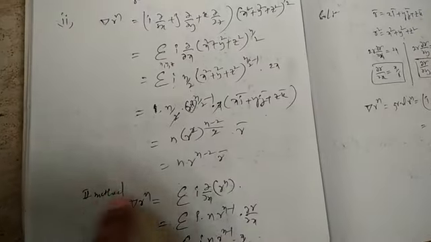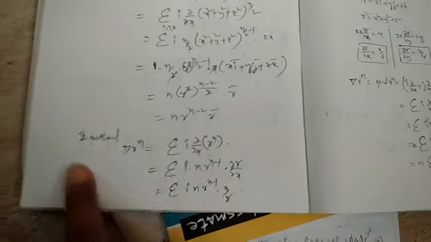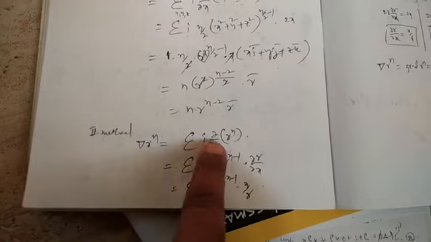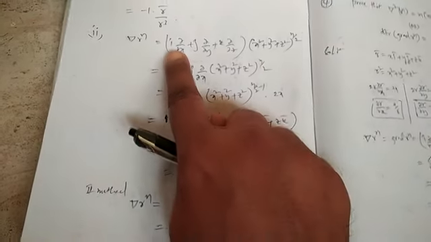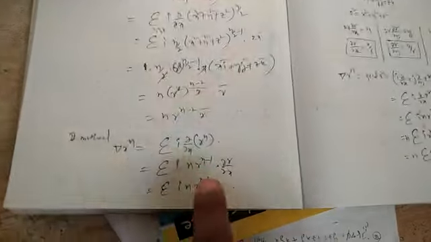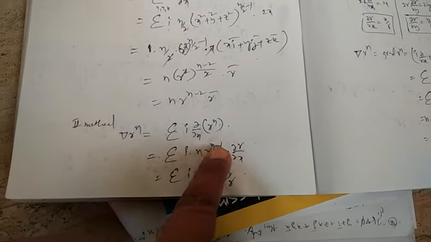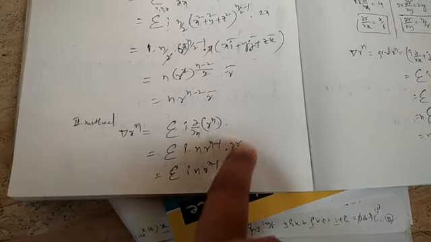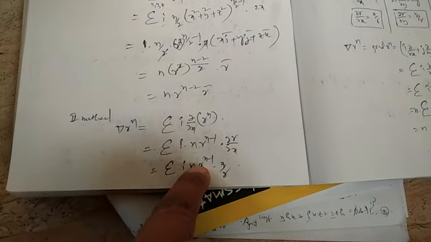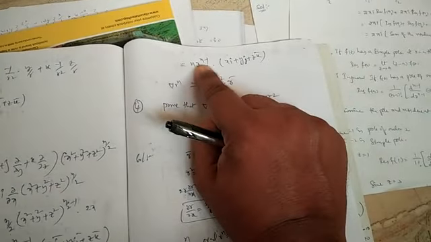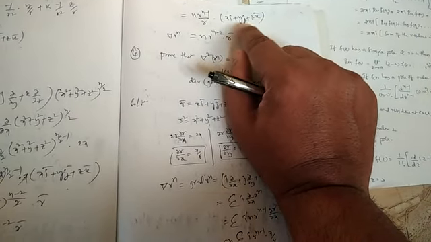Now the other method to solve this. Look at that: del r power n, the same problem, second method. Del r power n equals sigma i ∂/∂x of r power n. I use sigma for the simplest form. Now the derivative of r power n is n r power n minus 1 into ∂r/∂x. ∂r/∂x, as we found, is x/r. So it becomes n r power n minus 2 by r, times xi. When you split these, we have xi plus yj plus zk, which is r bar. Like this, we can also do the problem.